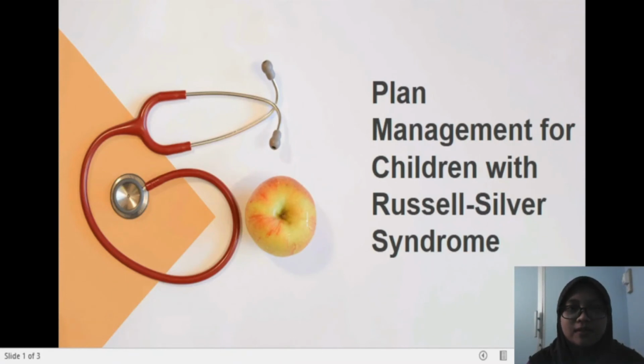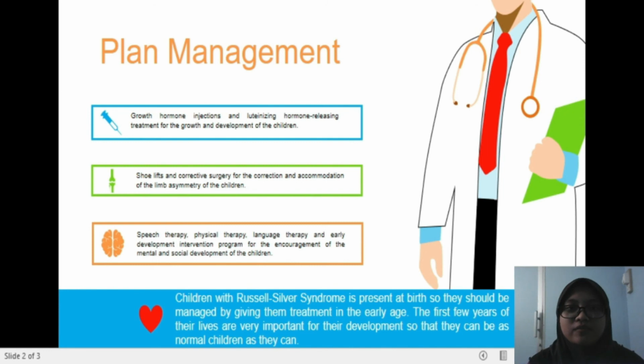My name is Amirah Shakirah Binti Ahmad Rizal from ISM Dietetics Semester 3. Now, I want to talk about the plan management for children with Russell-Silver syndrome. There are some plans that can be done with these children so that they can live as happily as other normal children. This plan management should be done in their early age of life as Russell-Silver syndrome is present at birth. Some plan management options are that they can be injected with growth hormone and also get luteinizing hormone releasing treatment for the growth and development of the children.